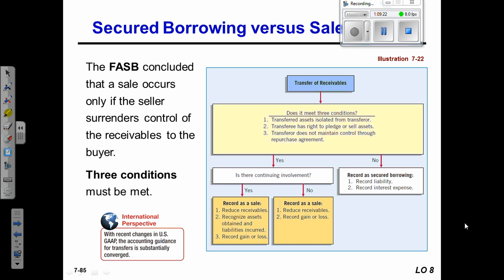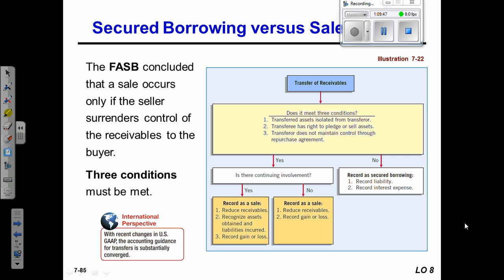Okay. The FASB concluded that a sale occurs only if the seller surrenders control of the receivables to the buyer, right? With the recent change in U.S. GAAP, the accounting guidance on transfers has substantially converged. So what's the transfer? Three conditions have to be met. Transferred assets are isolated from the transferor. They're not my receivables anymore. They belong to the factory.